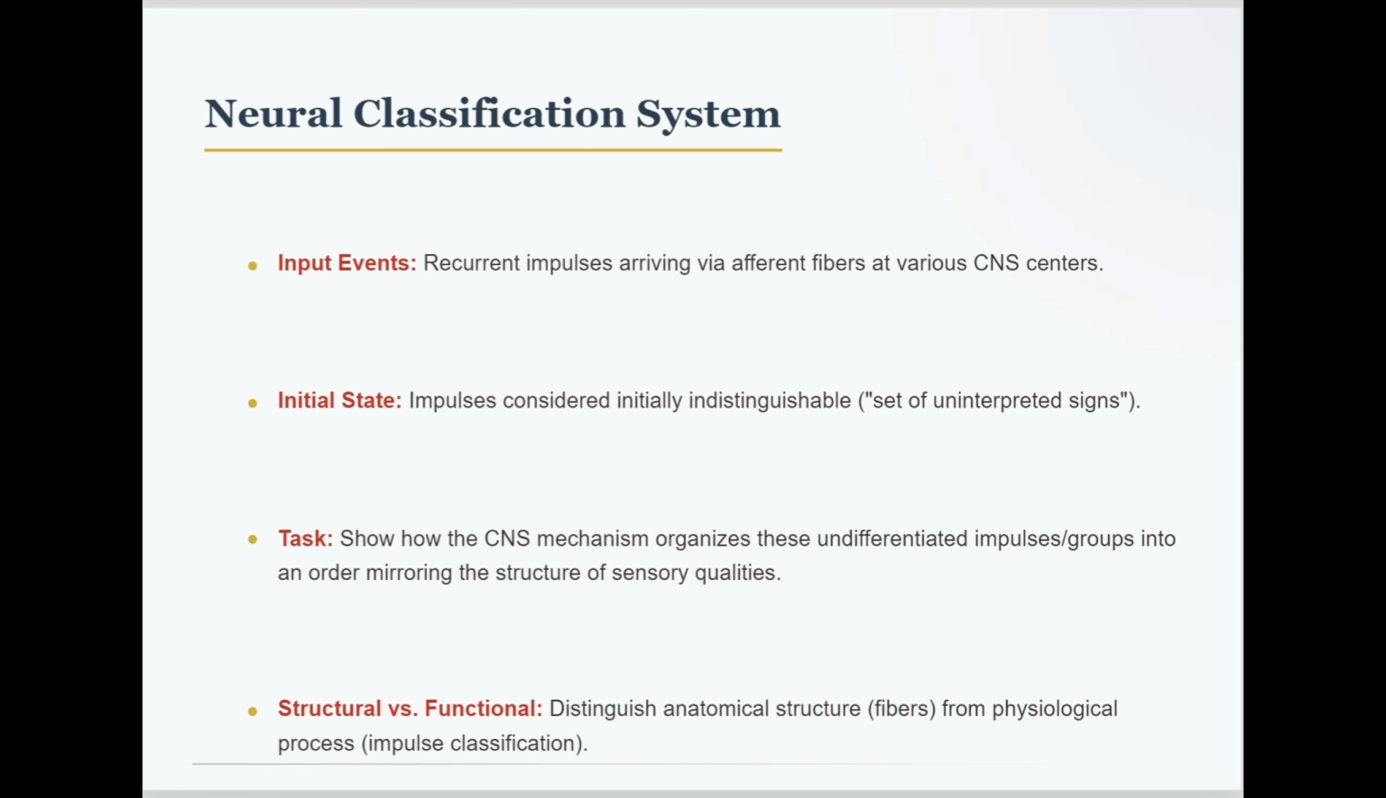Okay, let's apply this classification idea to the nervous system. The input events are the recurring nerve impulses coming in from our senses via those afferent fibers. Initially, let's imagine these impulses are pretty much indistinguishable from each other, just a stream of signals, like a set of uninterpreted signs. Our job is to show how the central nervous system machinery takes this raw, unsorted input and organizes it. It imposes a structure, a classification, onto these impulses such that the resulting functional order resembles the order of our sensory qualities. We need to keep in mind the difference between the static anatomical structure, the actual physical layout of the nerves and cells, and the dynamic physiological process, the flow of impulses being classified.